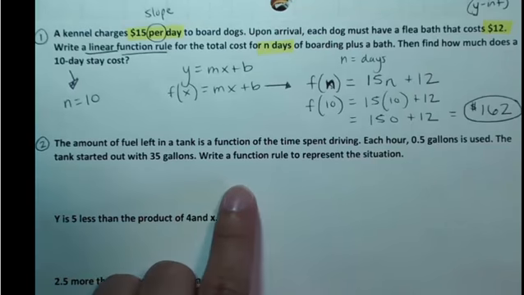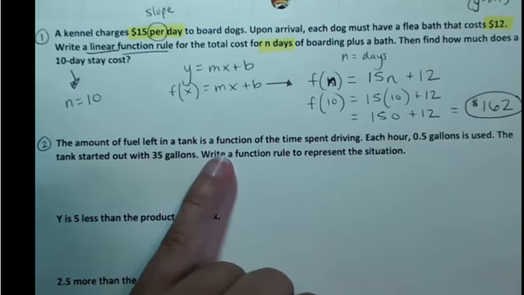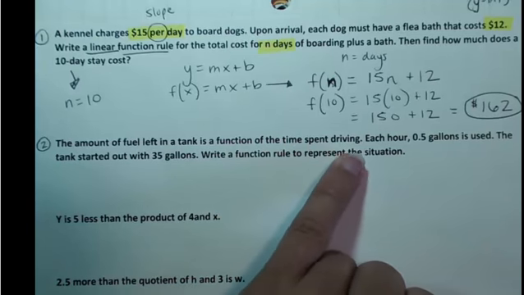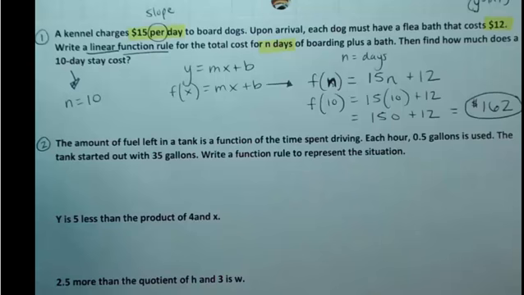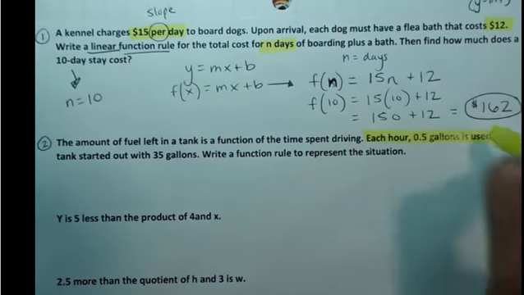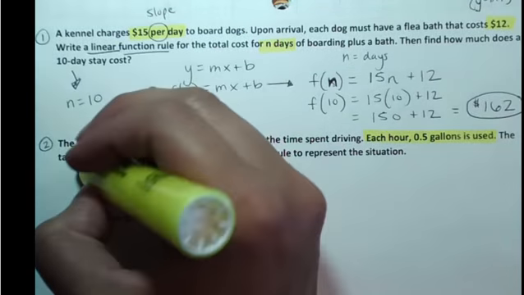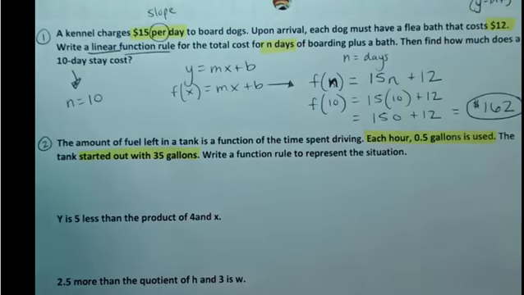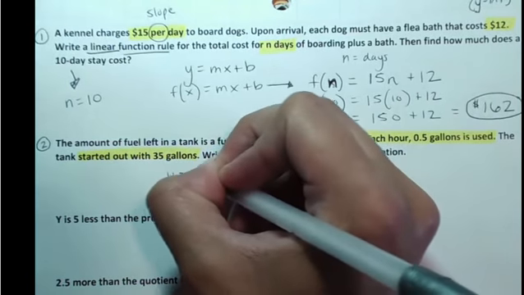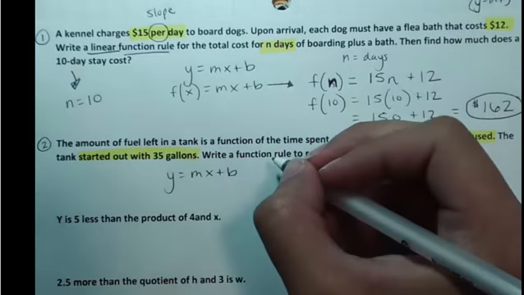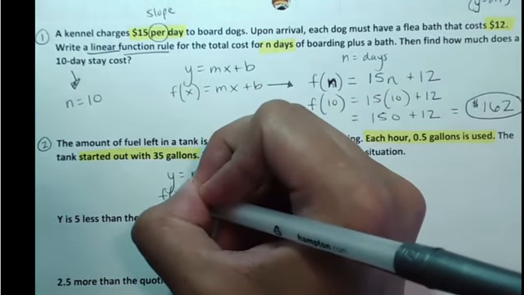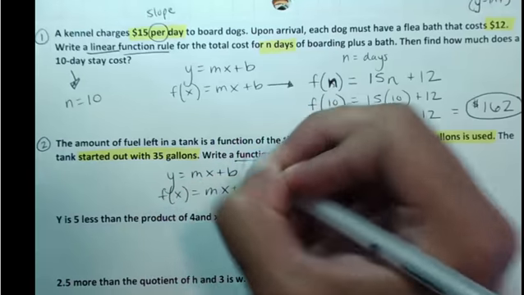Okay, some things I would highlight to start out with. It says the amount of fuel left in the tank is a function of the time spent driving. Each hour, 0.5 gallons is used. So that's something big here. And the tank started out at 35 gallons. Write a function rule to represent the situation. So they don't give us any letters this time, so we're just going to use x and y. So I know y equals mx plus b is the linear function. And I want to write the function rule, so they want me to use f of x is equal to mx plus b.